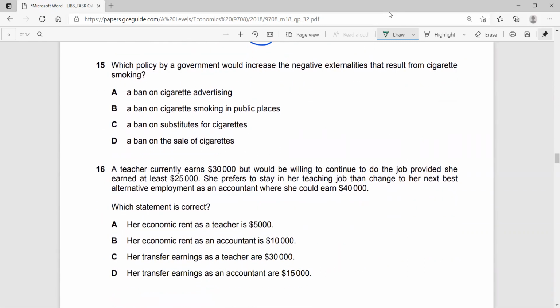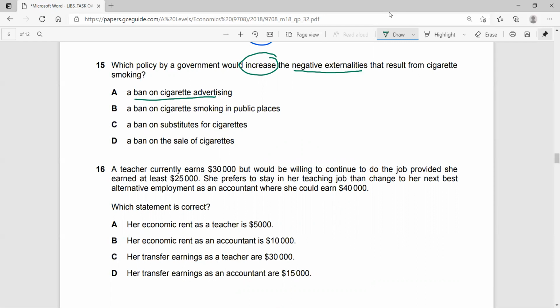Which policy by a government would increase negative externalities, the external costs that result from cigarette smoking? So stuff like either littering of cigarette butts or passive smoking, when people smoke and people around them suffer from the consequences as well. A ban on cigarette advertising. So let's highlight this word. Which policy would increase the negative externalities, not decrease them? You want to decrease the negative externalities, but it's asking the opposite: which policy would actually do the unintended and increase the negative externalities, which is not what you want.